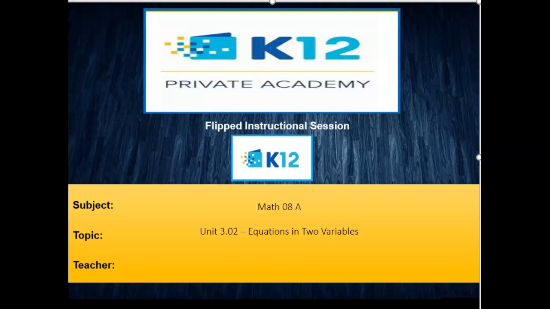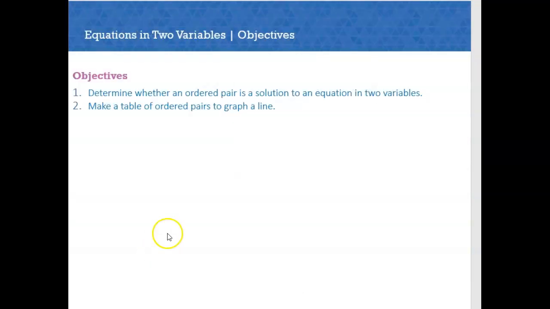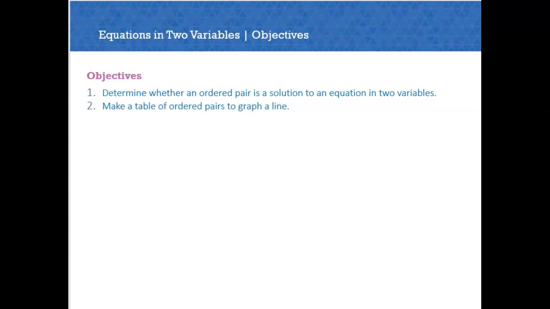Hi, welcome to the flipped instructional session for Math 08A for Unit 302, Equations in Two Variables. Our objectives today are to determine whether an ordered pair is a solution to an equation in two variables and to make a table of ordered pairs to graph a line.